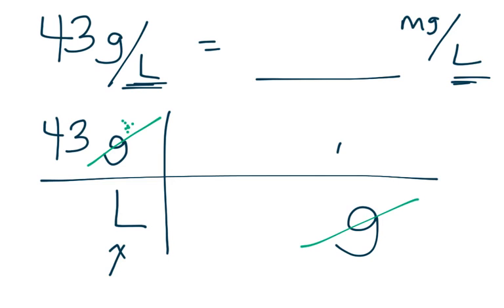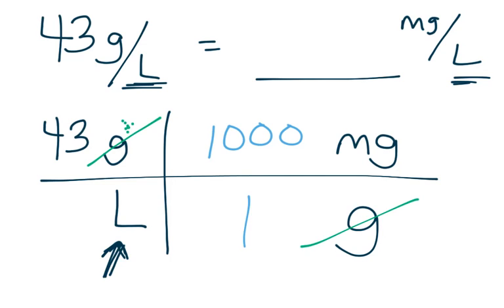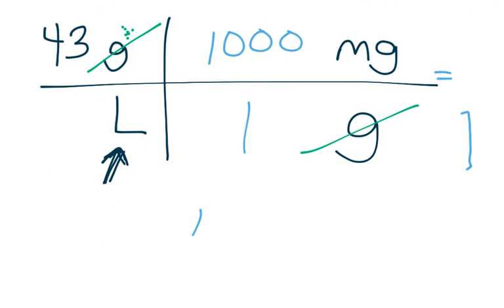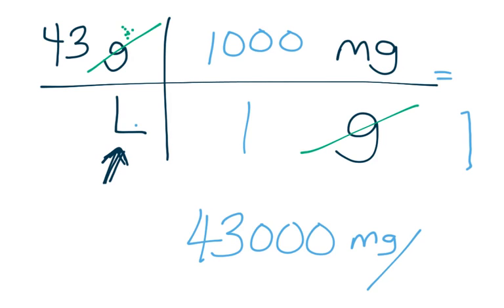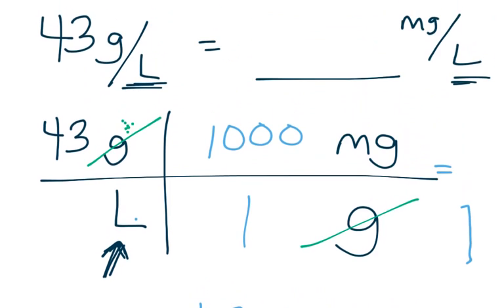And what do I want to change it to? I want to change it to milligrams. So I'm ignoring this L. This L is just sitting pretty. Now when I fill in my numbers, and again, you'll have to memorize that 1,000 milligrams is equal to a gram, I do my math and I get 43,000. Now look at your units. Milligram is up top, liter is on the bottom, which is exactly what I was looking for.